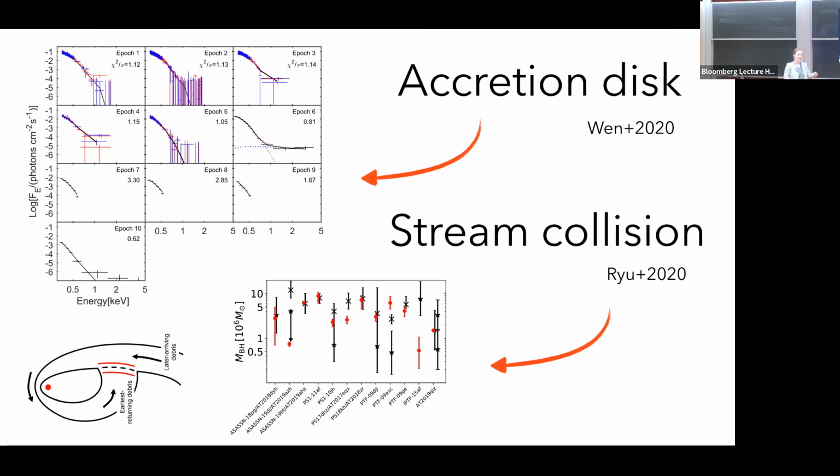And so for some events, you actually can see through that reprocessing layer enough, maybe it's aspherical, that you can actually get X-ray detections and you can model this disk, but this isn't true for most of the events. And then alternatively, you can also just assume, for example, this paper is assuming a stream collision luminosity production happening inside the reprocessing layer.